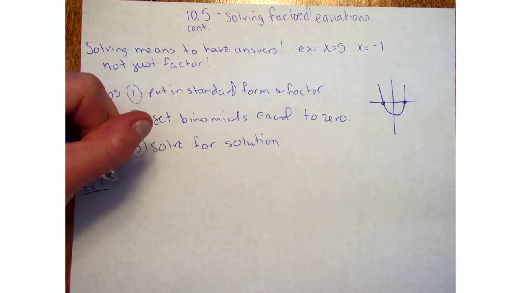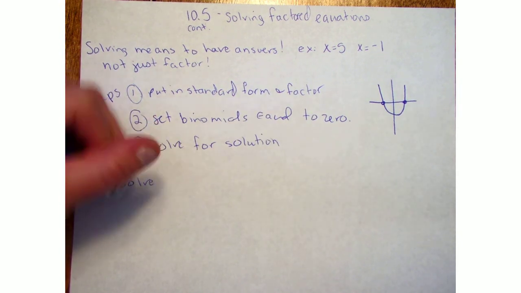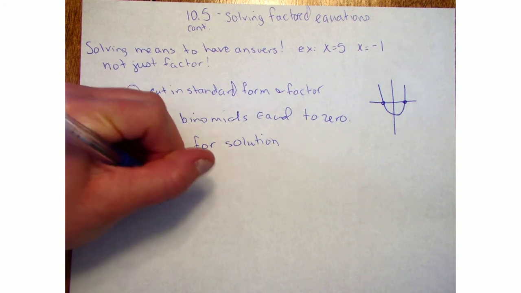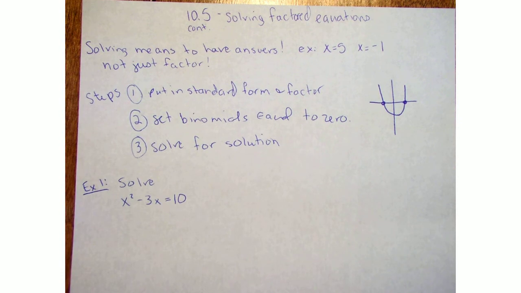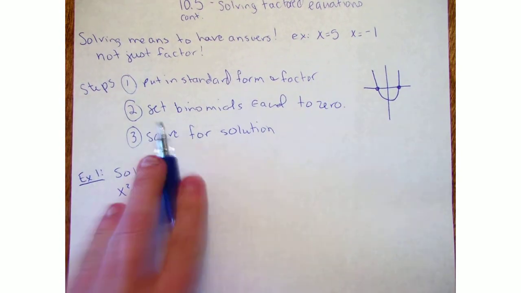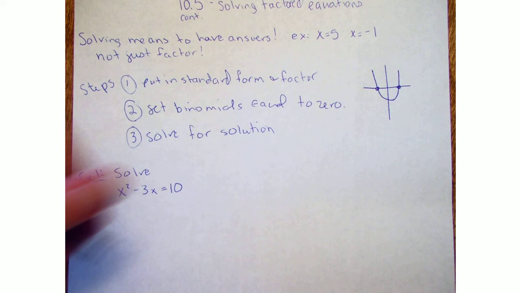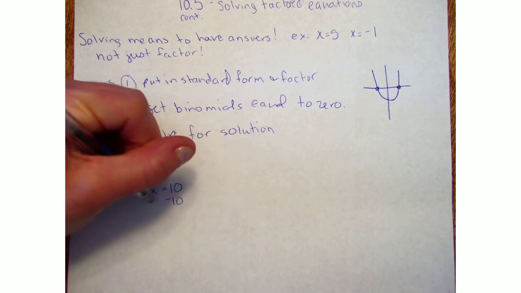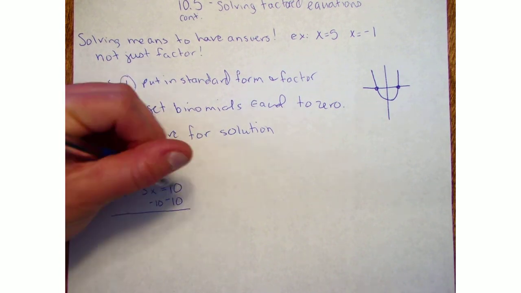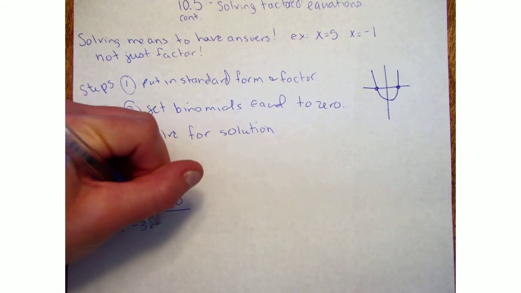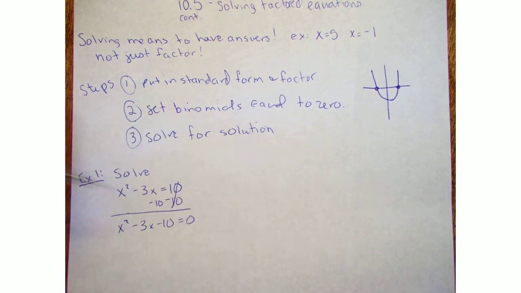All right, let's start with the first example. So we're going to be given x squared minus 3x equals 10. Okay, so again, step one, put in standard form. This is not standard form. Everything has to be on the same side of the equal sign to be in standard form. So in order to do that, you subtract 10 on both sides. You're left with x squared minus 3x minus 10 equals 0.